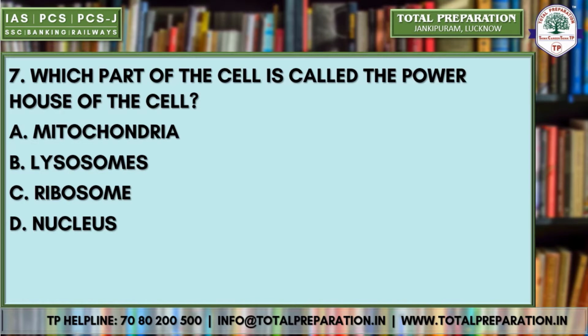Which part of the cell is called the powerhouse of the cell? So the first option that we have here is mitochondria, option B is lysosomes, option C is ribosome, option D is nucleus. So friends, the correct answer to this question is option A, mitochondria.